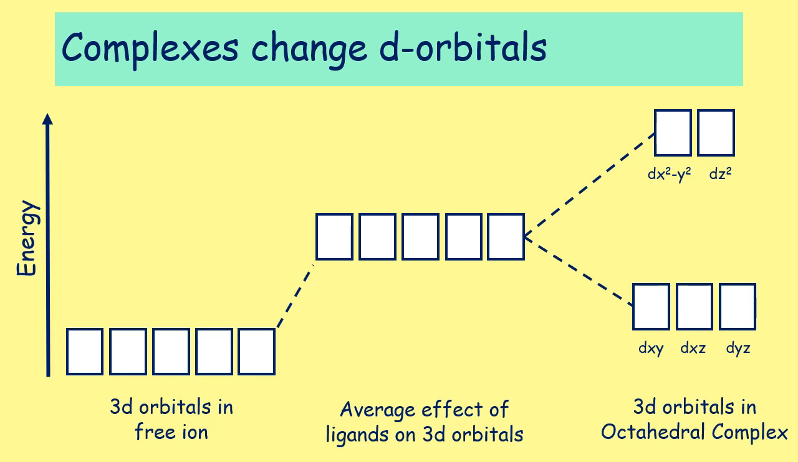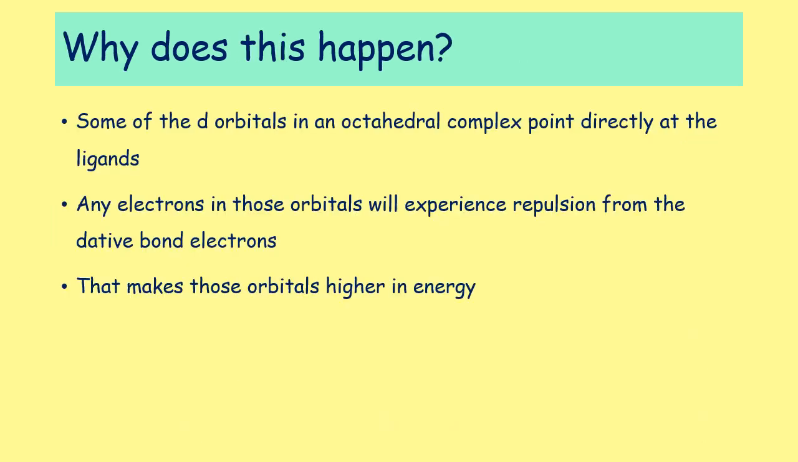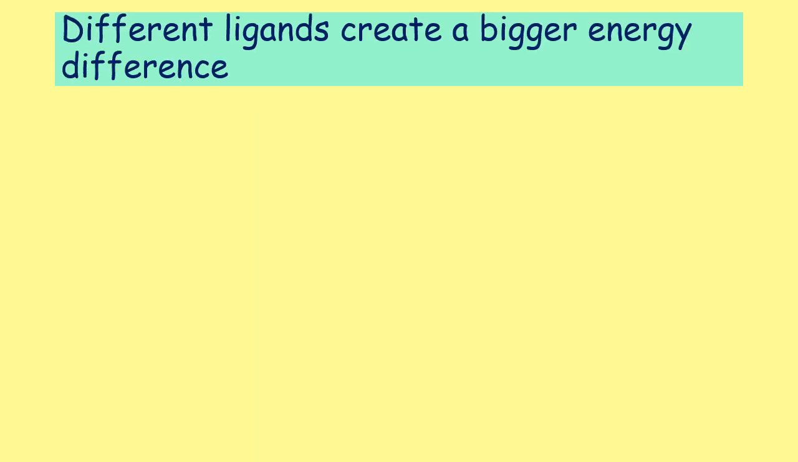So you don't need to worry about which orbitals are the specific ones that change. You just need to know that 2 go up a lot and 3 go up a little, and you've got a split between them. And that split is going to be really important. This is just explaining that some d orbitals point directly at the ligands. Any electrons in those orbitals will experience repulsion from the dative covalent bond electrons, and it makes those orbitals high energy.